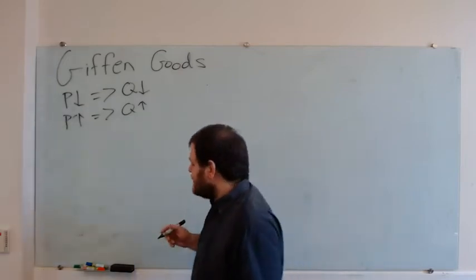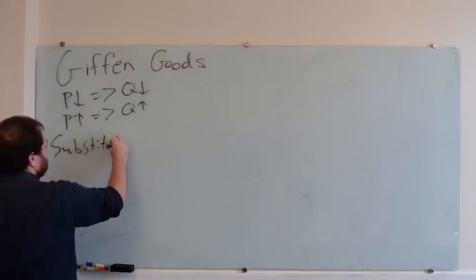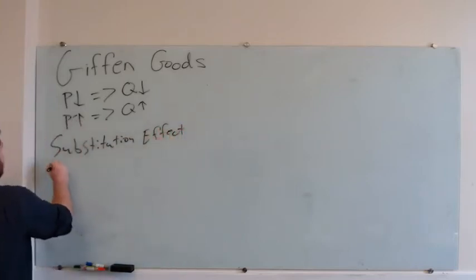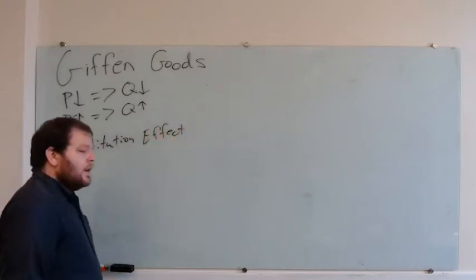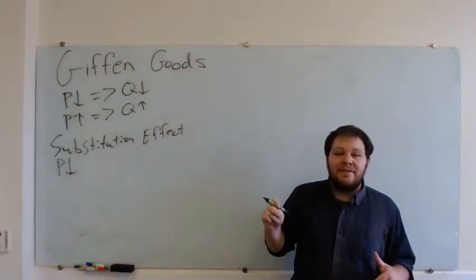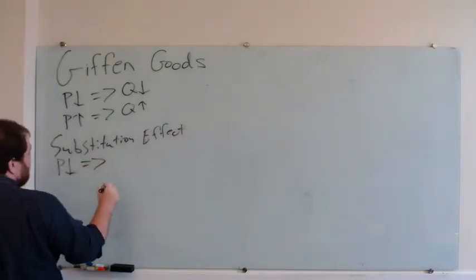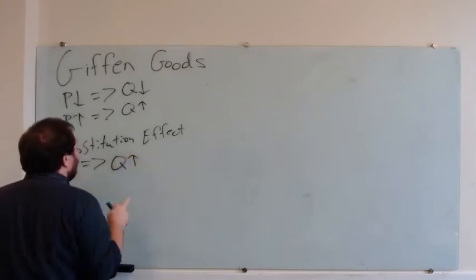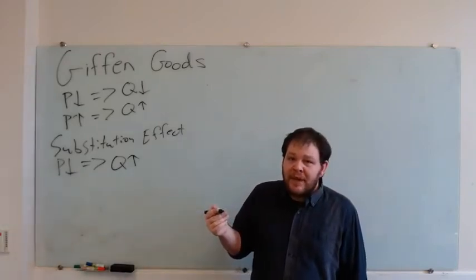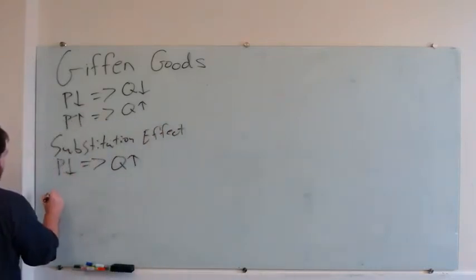So first of all, if we think about the substitution effect, if I decrease the price of a good, I'm decreasing its relative price, I have to have a positive substitution effect. So the substitution effect is always going to be a decrease in price results in an increase in quantity. It has to be. So in order to have a good with an upward sloping demand curve, that means that I have to have an income effect that results in a decrease in quantity.